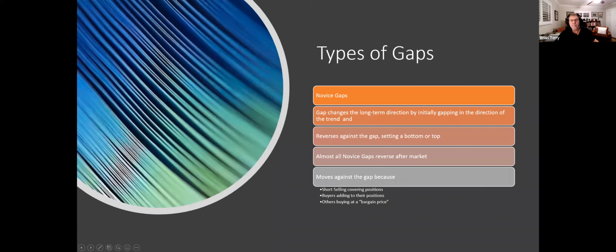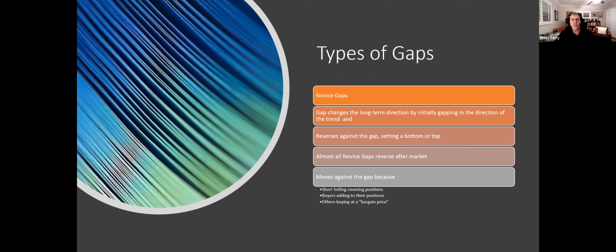And the other type of gap is called a novice gap. And it doesn't mean it's not professional, it's just different, one's A, one's B. So a novice gap will gap in the direction of the current trend and then generally reverses back. So if the stock is going up, a novice gap would gap higher, and then at some point start to reverse and give back that gain.